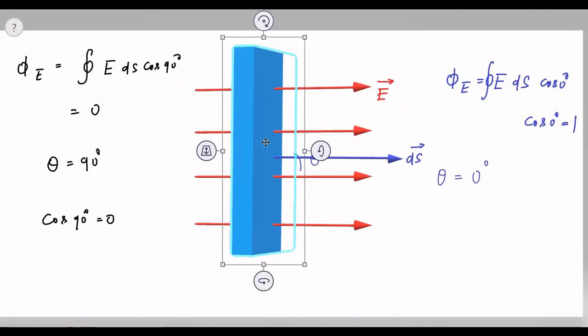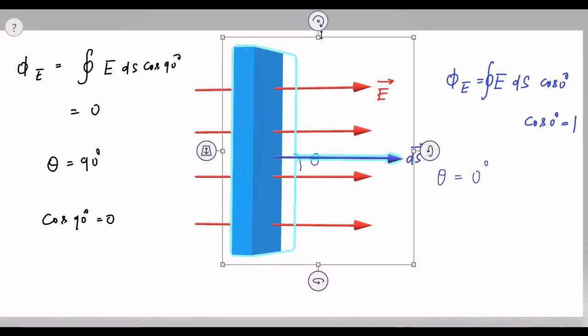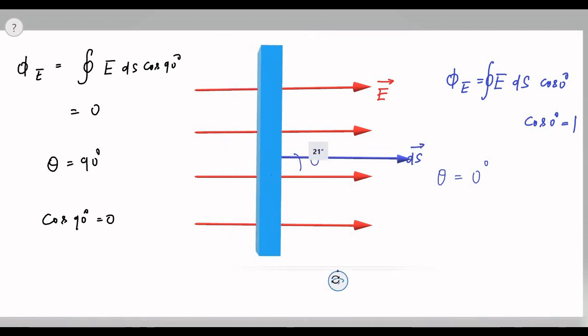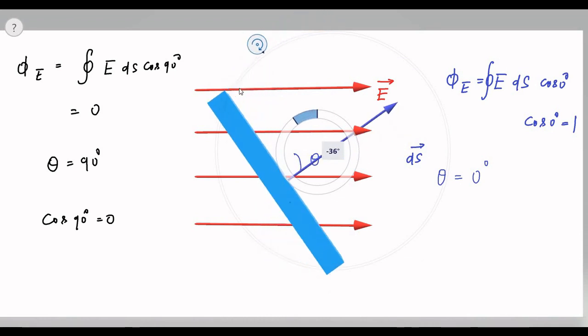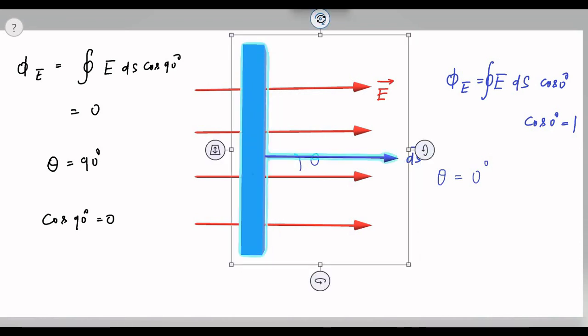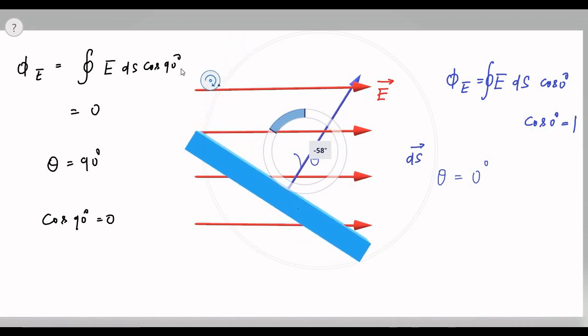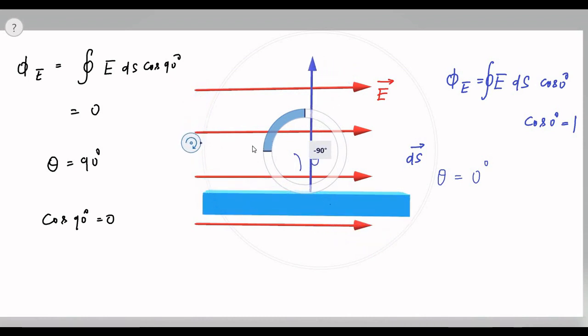And again, a very important point. As we rotate this surface, the number of electric field lines passing through the surface increases or decreases depending upon the angle between the area element vector dS and the electric field vector. As you can see, in this position, when theta is 0 degree, it is maximum, all the electric field lines are passing. As we start rotating it, the number of electric field lines passing through it keeps decreasing, here only 1, and now it is 0 in this position, theta is 90 degree.